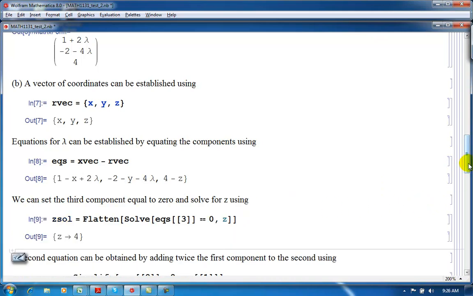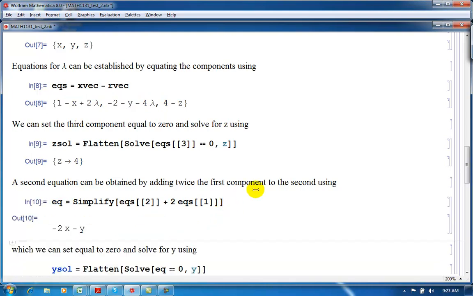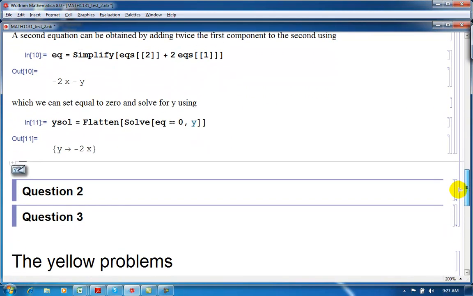And then if we add twice the first equation to the second one, that will get rid of the lambdas, and we'll get that. And then we can solve that for y. So that's the Cartesian form. So that was easy enough. So let's go on to question 2.